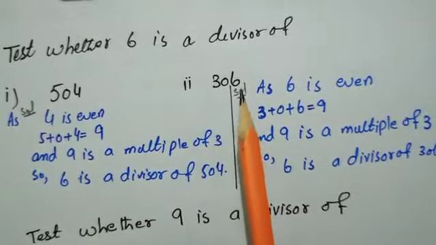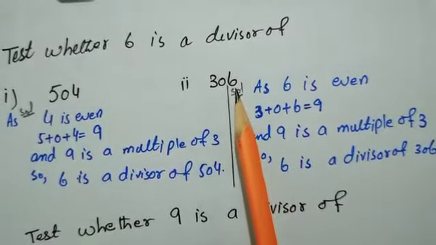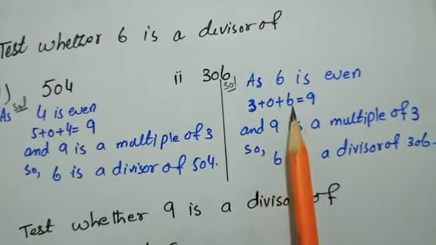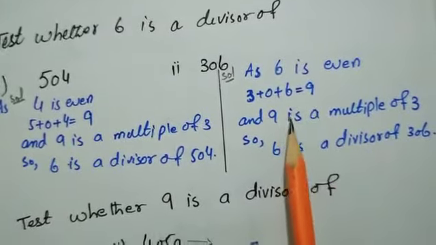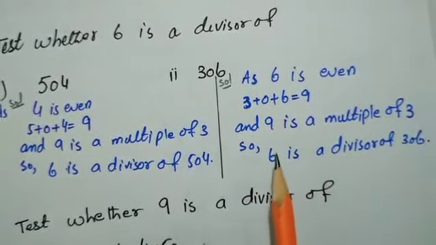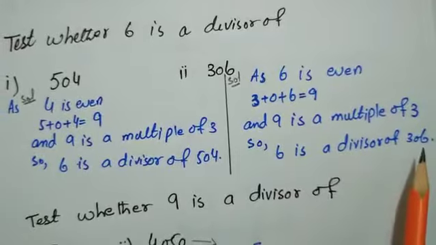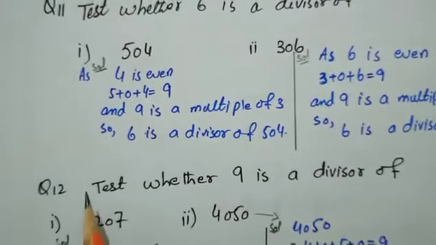Also, second part, 306. We check: the last digit is an even number. So we add the digits, and the answer is 9. 9 is a multiple of 3. So we say that 6 is a divisor of 306.